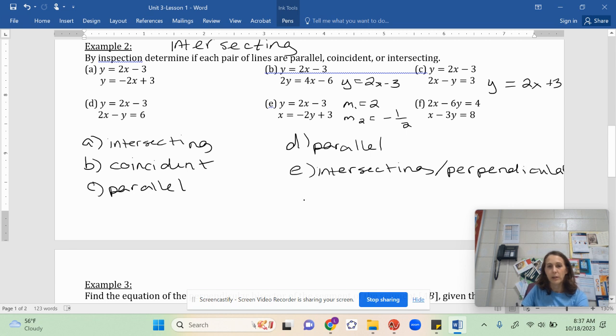And finally, F, if you isolate for y on both of those, you'll see they have the same slope and different y-intercepts, so they are parallel.